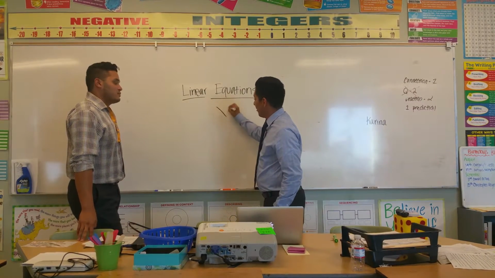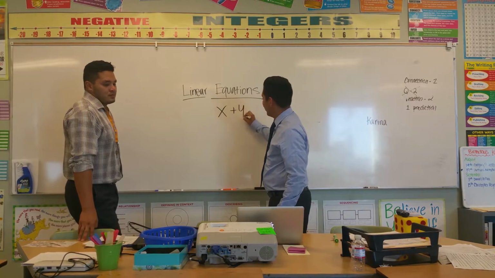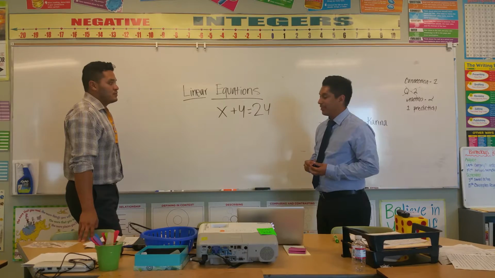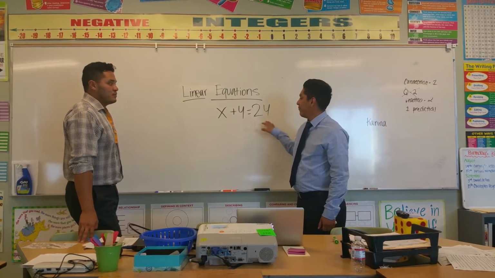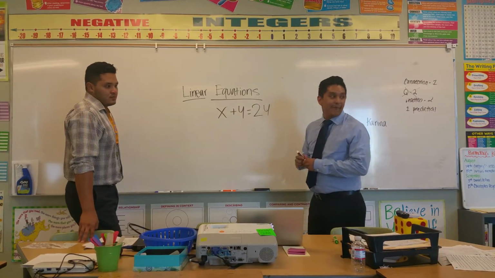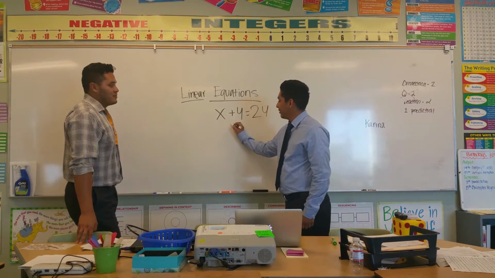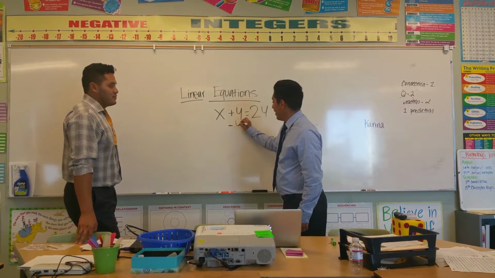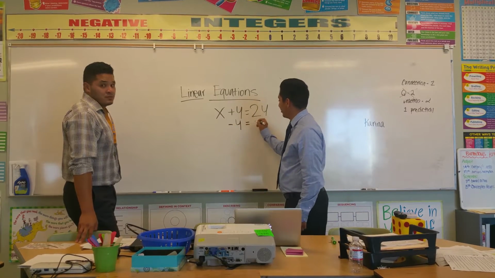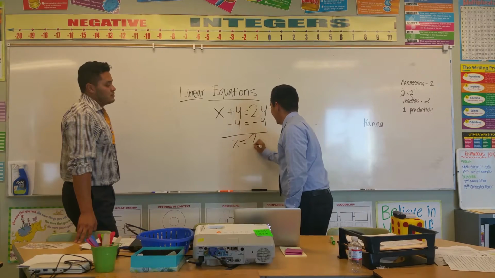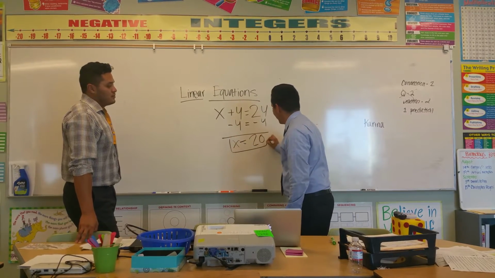So we have the problem x plus 4 equals 24. And what we're going to do is try to get x by itself on one side. So to do that, we're going to take the opposite of positive 4, which is a negative 4. We're going to subtract, and what we do on one side, we do to the other. So we would get x equals 20. And don't forget, you always box your answer.